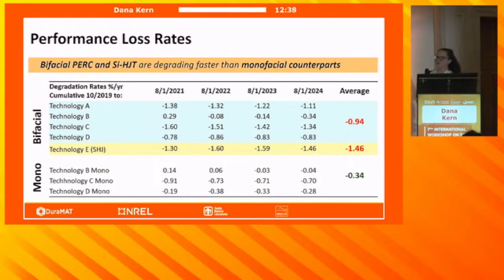These are the performance loss rates for the modules in this field. Averaging together all of the PERC technologies, we see about minus 0.94% per year loss. And for the silicon heterojunction, it's a little bit more at minus 1.46% per year loss. So this is probably just an older type of silicon heterojunction technology, and maybe they're getting better with processing over time. Overall, we're seeing a lower degradation rate for the monofacial counterparts of the PERC modules.